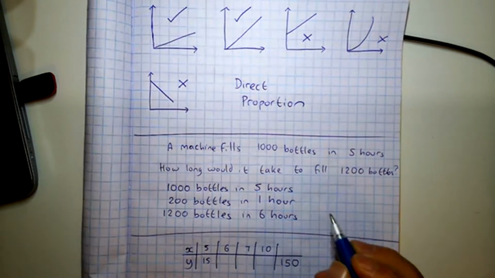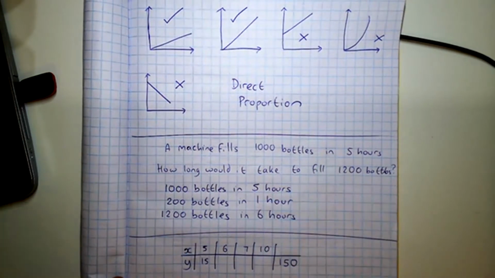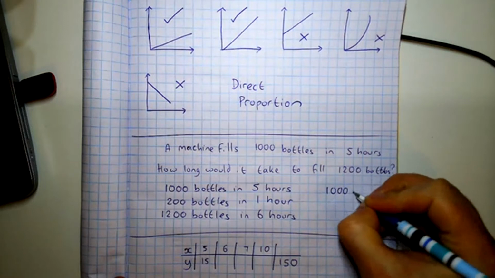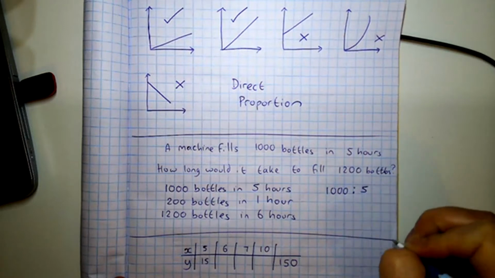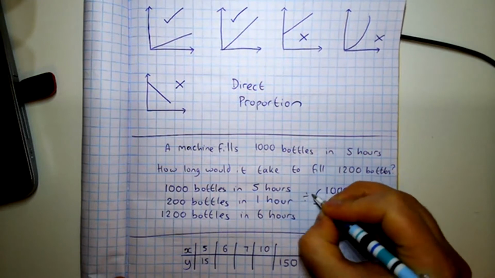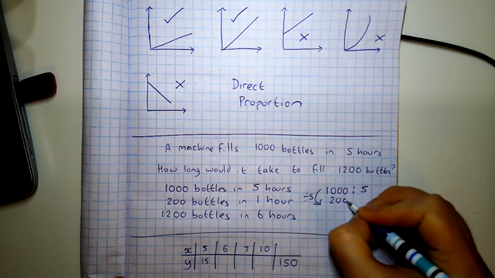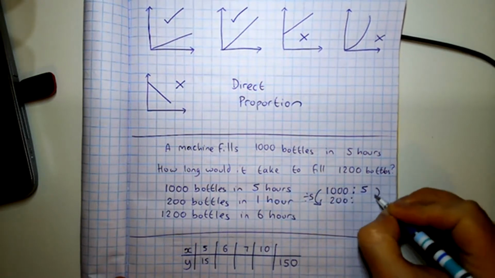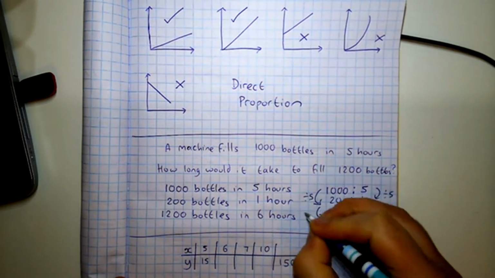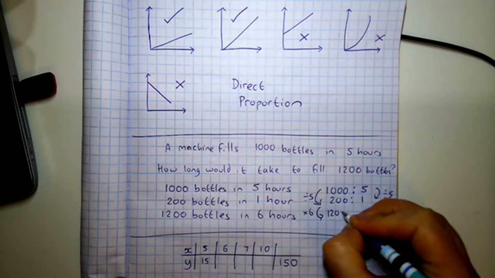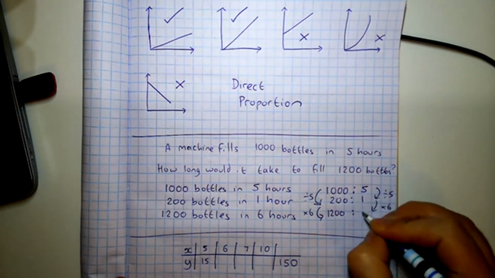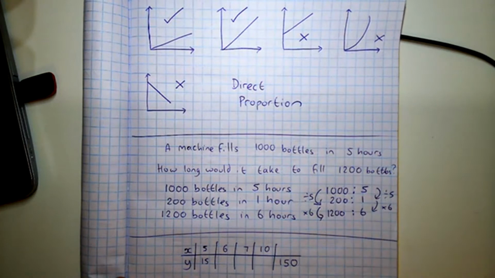Another way, it's pretty much the same way, but it would be with ratio. So 1,000 in 5 hours. Divide by 5 gives us 200. Divide by 5 gives us 1 hour. Times by 6 gets us 1,200, where we're aiming for. Times by 6 gets us 6 hours. So we could get to 6 hours either way.